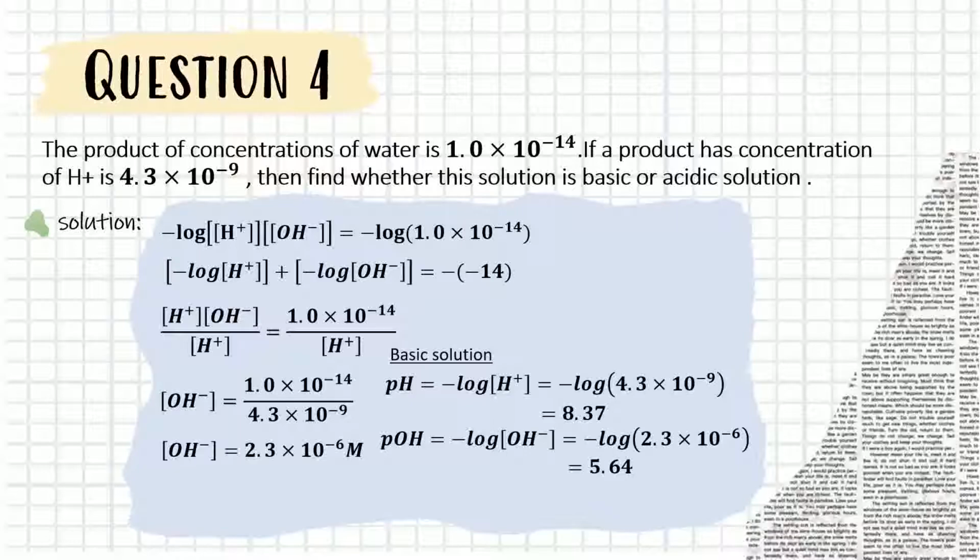For the basic solution, we use the basic equation of pH, which is negative log of concentration of H plus. Then we substitute the value, we got 8.37, and we use the basic equation for pOH equal to negative log concentration of OH minus, and we substitute the concentration of OH, and we got 5.64 for pOH. So you can see that this solution is more to acid. Okay, we go to the next question.